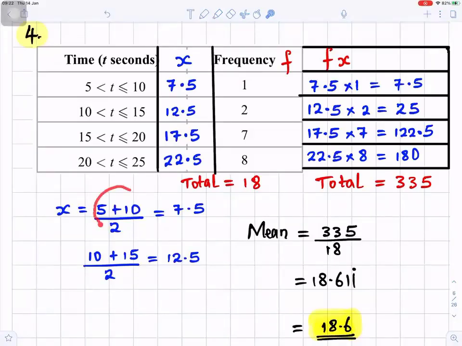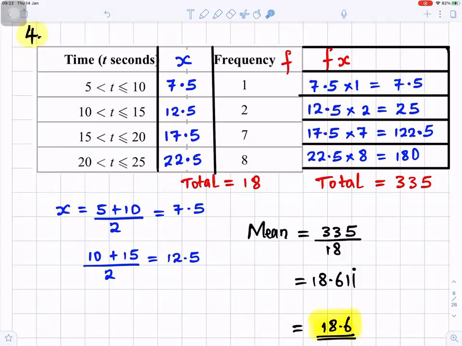So we will add 5 plus 10 divided by 2. That'll give us 7.5. So for between 5 and 10 seconds, we choose 7.5. Between 10 and 15 seconds, we will add 10 plus 15 and divide by 2. We'll get 12.5. Between 15 and 20, we'll get 17.5. And between 20 and 25, we'll get 22.5.